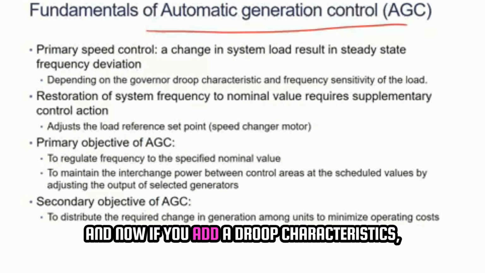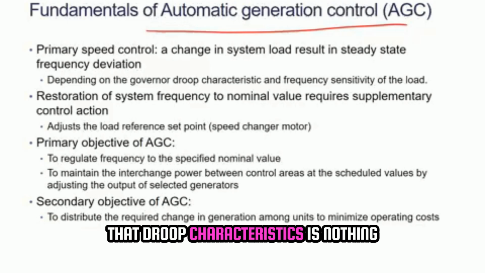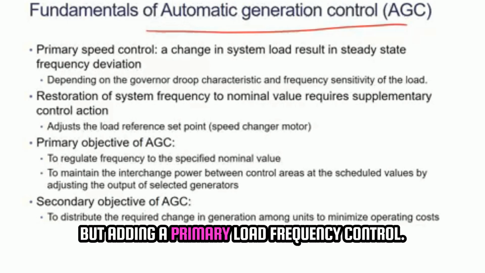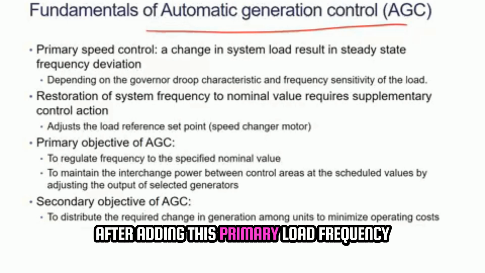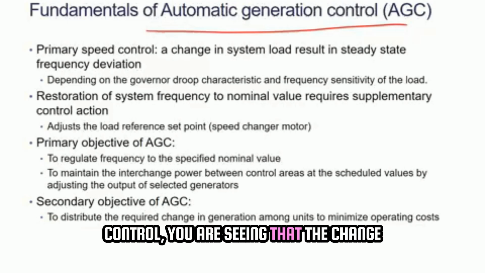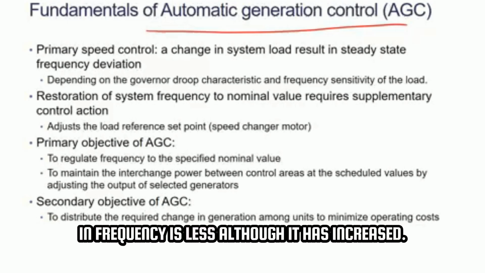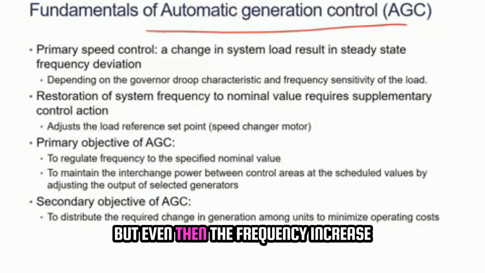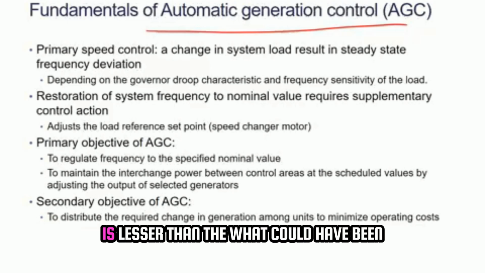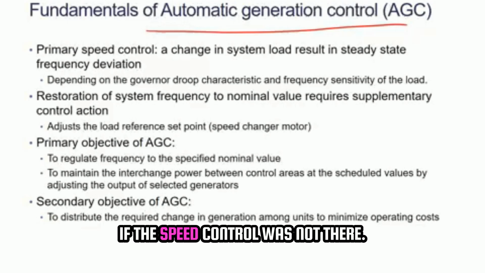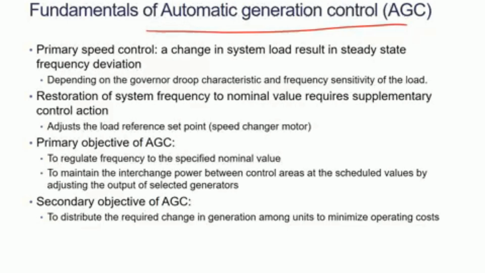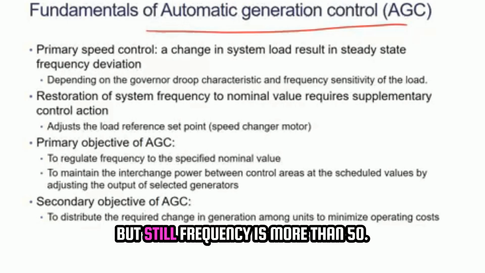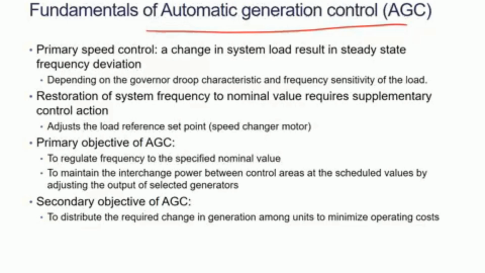And now if you add a droop characteristic, that droop characteristic is nothing but adding a primary load frequency control. After adding this primary load frequency control, you are seeing that the change in frequency is less, although it has increased, agreed, because load has reduced, it has increased. But even then, the frequency increase is lesser than what it could have been if the speed control was not there. But still frequency is more than 50.